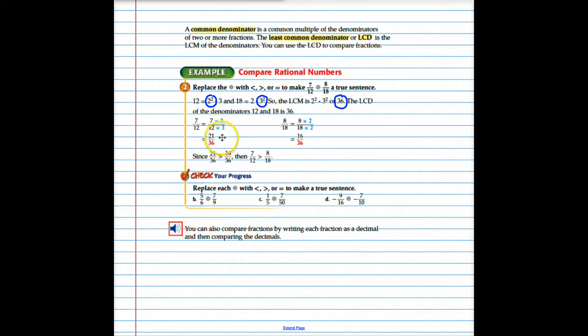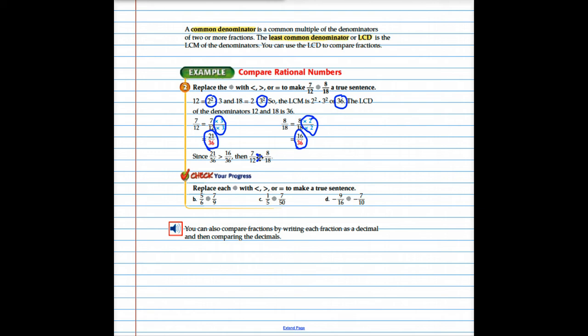We then use multiplication to write equivalent fractions. We multiply both the numerator and denominator here by 3 and here by 2. We get 21 over 36 compared to 16 over 36. So 7/12 then is greater than 8/18.